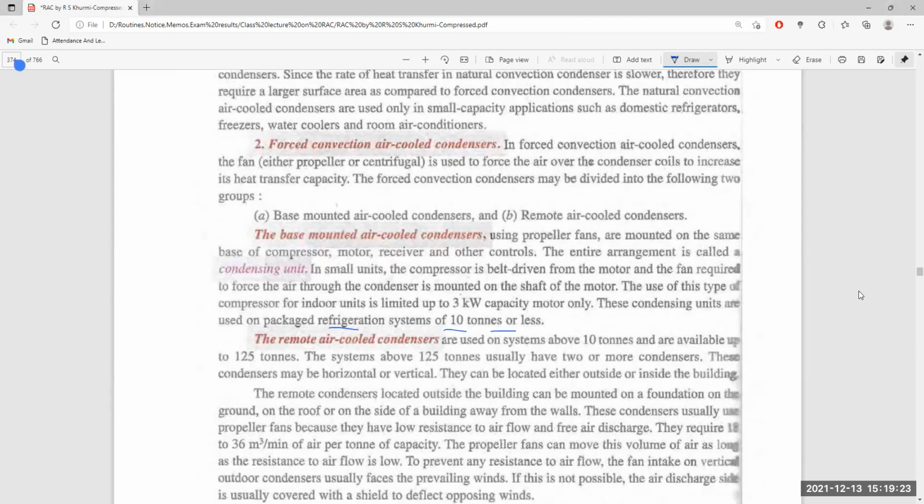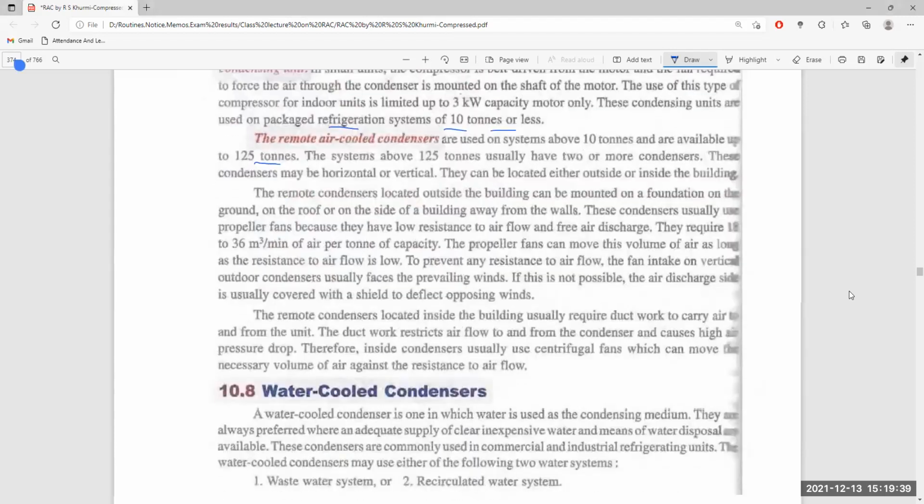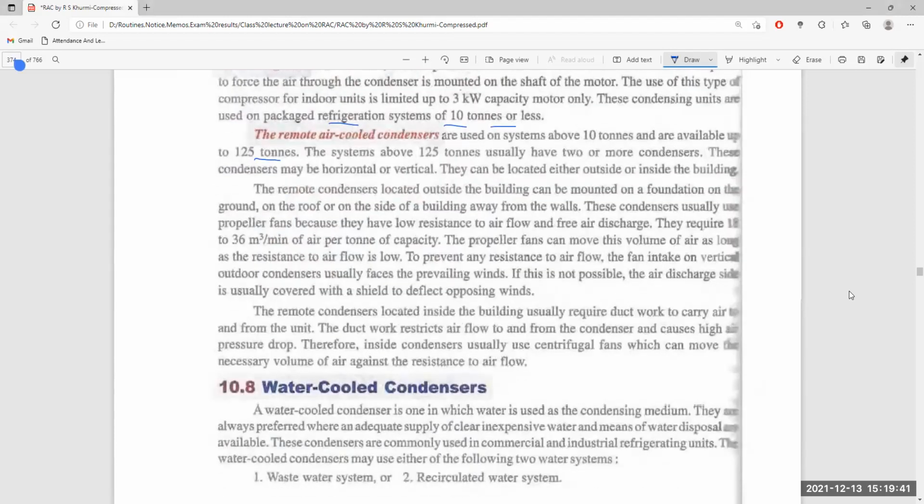Remote air-cooled condensers are used on systems above 10 tons and are available up to 125 tons. Systems above 125 tons usually have 2 or more condensers. These condensers may be horizontal or vertical, and may be located outside or inside the building. The remote condenser located outside the building can be mounted on a foundation on the ground, on the roof, or on the side of the building, in an area away from the wall.